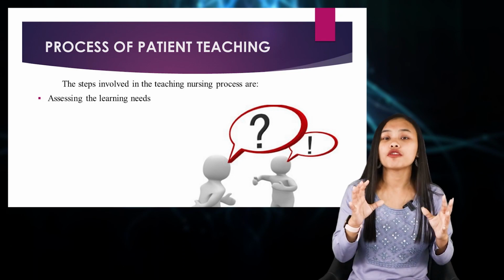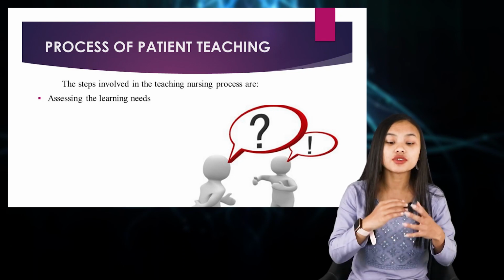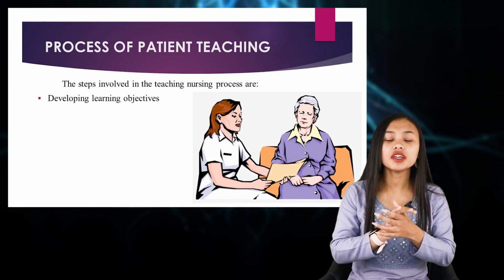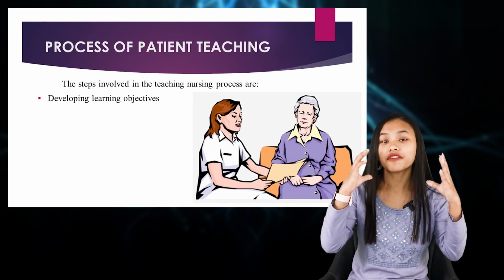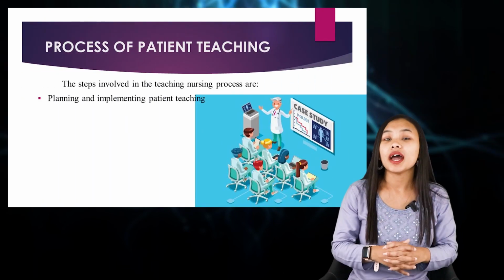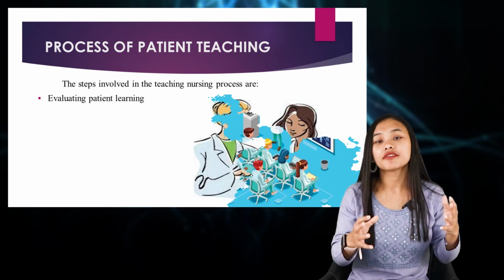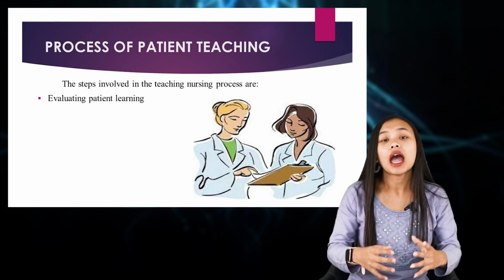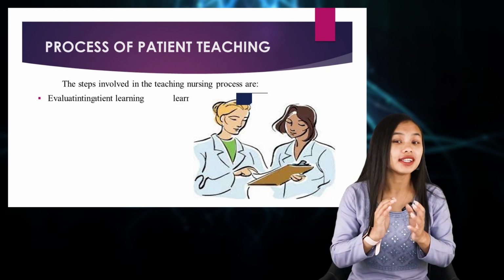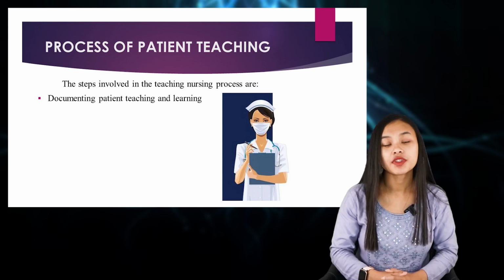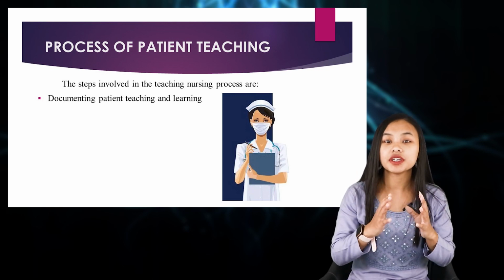Here it involves the following steps. The first one is to assess the learning needs of the patient. The second is to develop the learning objective. After you have assessed and developed the objective, the next thing is to plan and implement this patient teaching. After it has been planned and implemented, you should also evaluate the outcome. And after you have evaluated, the last step is to document the patient teaching as well as learning. So now let us look at each step in detail.